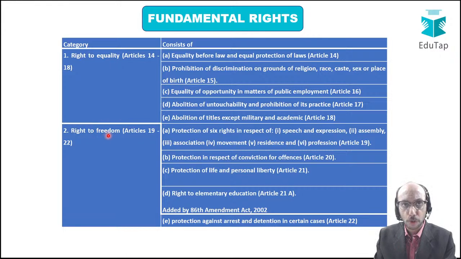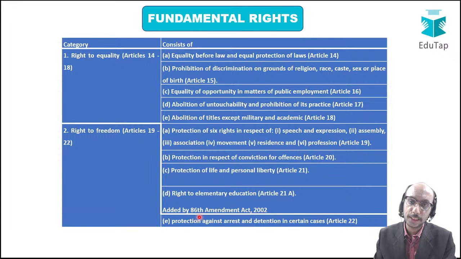Then let us talk about right to freedom. Under right to freedom, they talk about Article 19, right? So Article 19 gives you 6 rights. Speech and expression, assembly, association, movement, residence and profession के rights आपके पास available हैं through Article 19. Article 20 gives you protection in respect of conviction for offenses. Article 21 talks about protection of life and personal liberty, and Article 21A talks about right to elementary education. This was added by the 86th Amendment Act 2002.